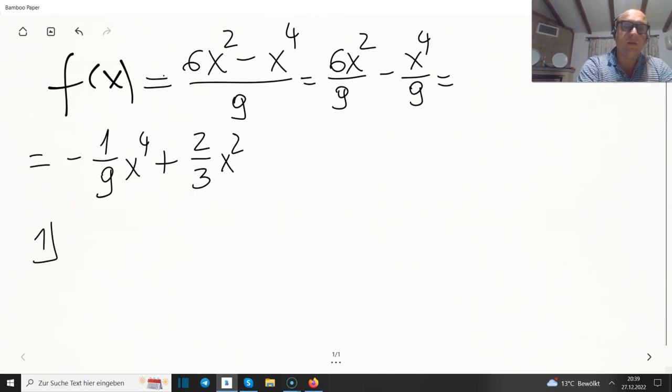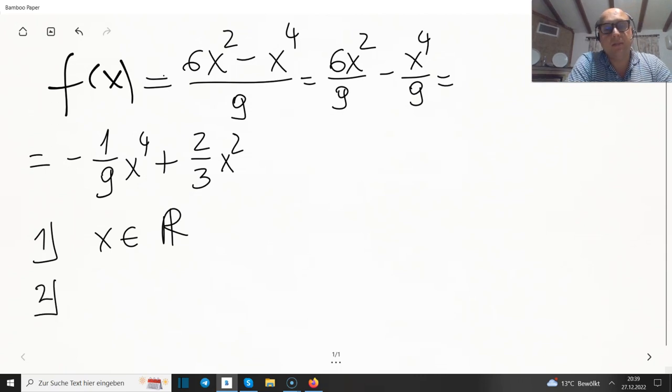So number one, domain: x is everything, right? There are no limitations for x values. They can be whatever you want. Second point is, do we have any kind of symmetry? The answer is yes. We're dealing with a symmetric function considering the y-axis.